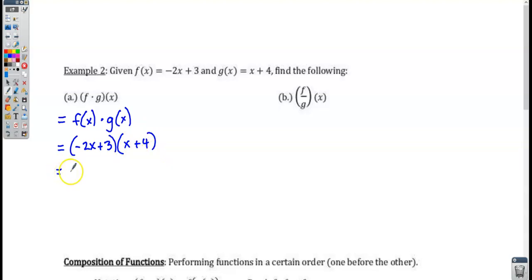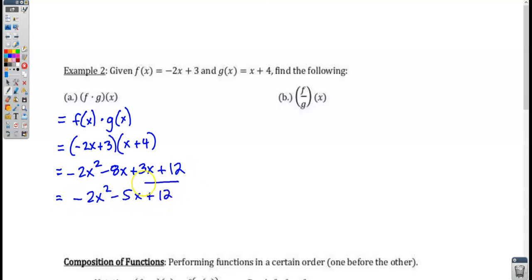We've multiplied binomials together before. We multiply our first terms, negative 2x times x is negative 2x squared. We multiply our outer terms, negative 2x times plus 4. It's going to give us minus 8x. We multiply our inner terms, plus 3 times x. And we multiply our last terms, plus 3 times plus 4 gives us plus 12. And then we're going to combine our like terms. And there's our answer.